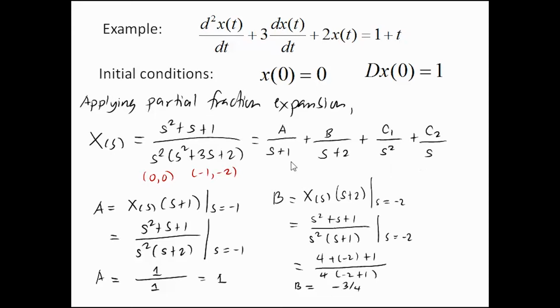So solving for A, using the formula which we have discussed earlier, we multiply x of s by the denominator of A, and we let s equal to negative 1. So the resulting value of A gives us 1, and similarly for B, we multiply x of s by s plus 2, and we let s equal to negative 2. So from which we can obtain B by applying the value for s equal to negative 2, it gives us negative 3/4.